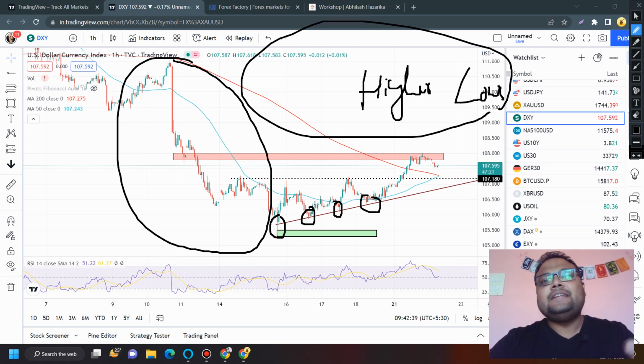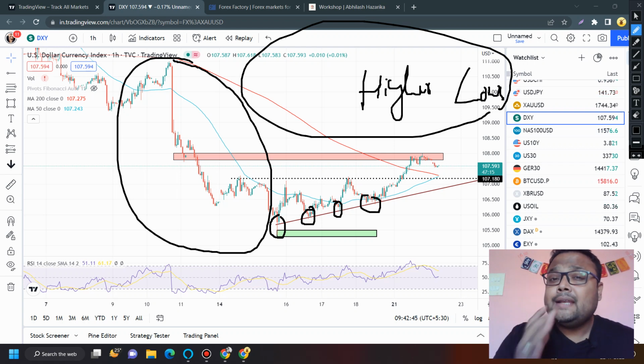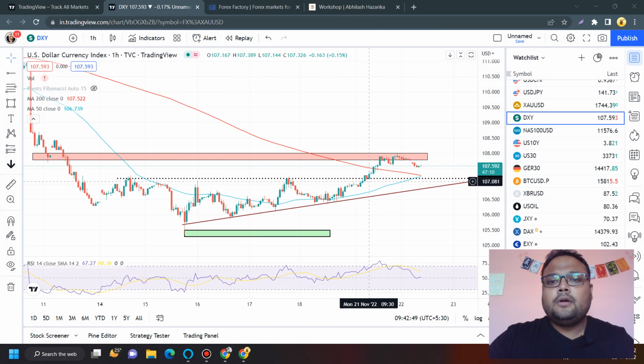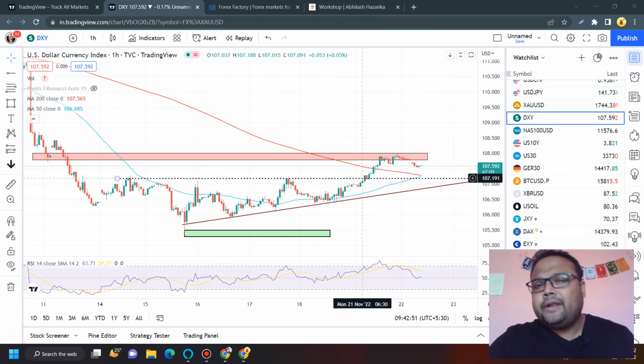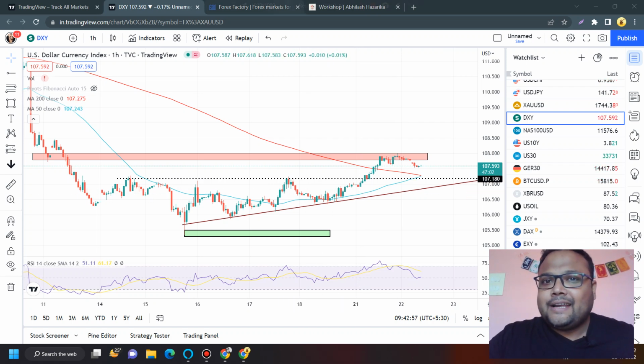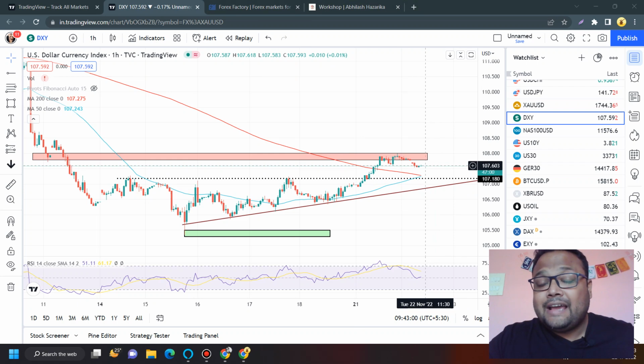Higher lows signify the presence of buyers, the entry of new buyers in the market, and most importantly, the willingness of the buyers to take the market up. So that's why we saw market breaking the temporary resistance of 107.20, and we were ready for it as well. And right now market is standing at 107.59.